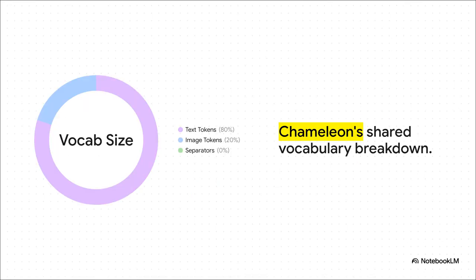Let's break down exactly what makes up that 40,192, because it's a really fascinating balancing act. You've got 32,000 standard text tokens, which gives the AI a massive, nuanced grasp of human language. Then, you have 8,192 codebook entries specifically dedicated to image tokens. That's the sweet spot right there, giving the model just enough visual puzzle pieces to construct complex images without completely overwhelming its memory.